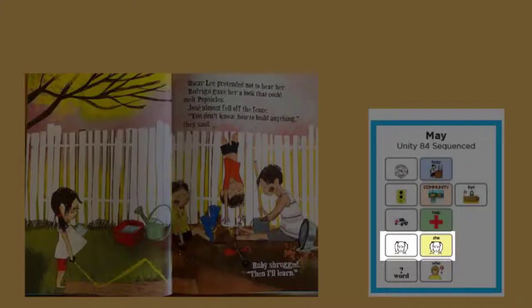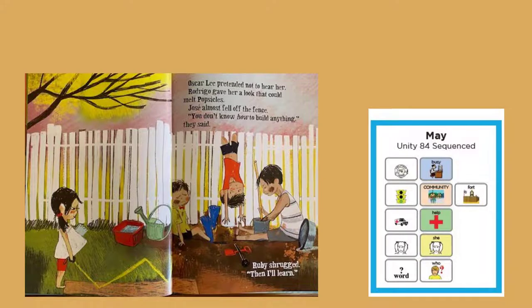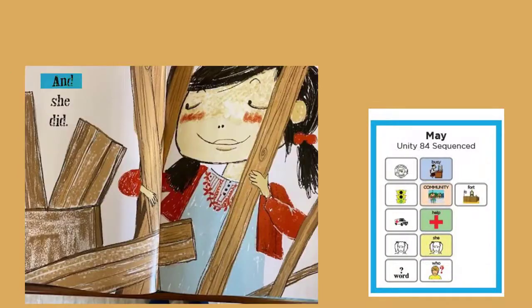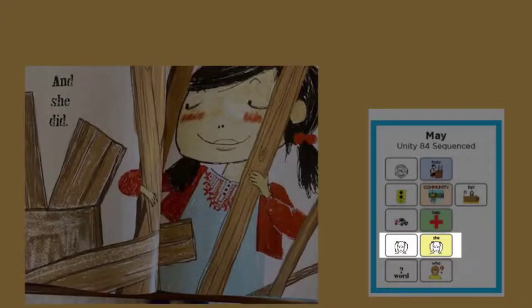She wants to build something, but nobody wants to help her. Let's see what she builds. And she did. She asked her brothers for help, but they would not help her. So she learned how to build something. I wonder what she's making.